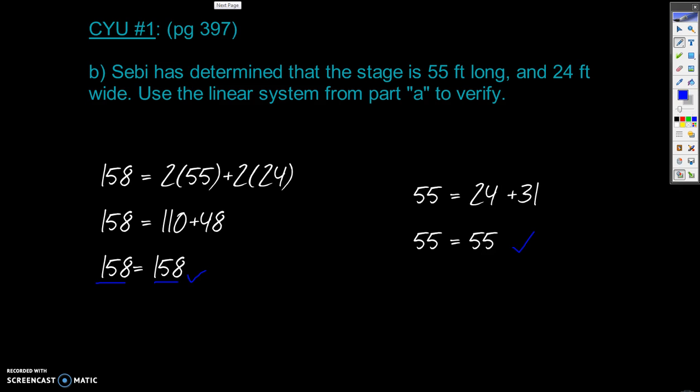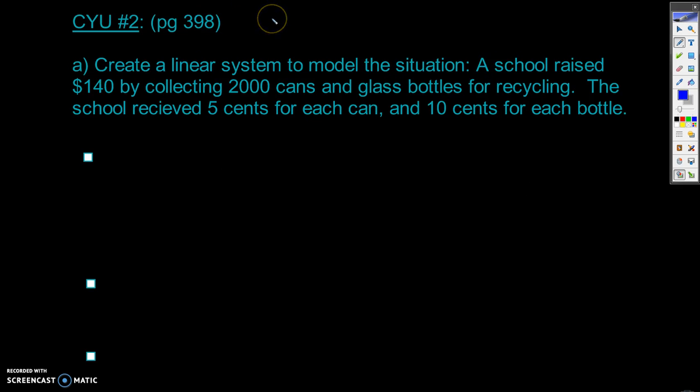Okay, let's take a look at the second check your understanding example. Create a linear system to model the situation. A school raised $140 by collecting 2,000 cans and glass bottles for recycling. The school received 5 cents for each can and 10 cents for each bottle. If you want to try this question on your own, you're more than welcome. Pause here, and then we'll continue on.